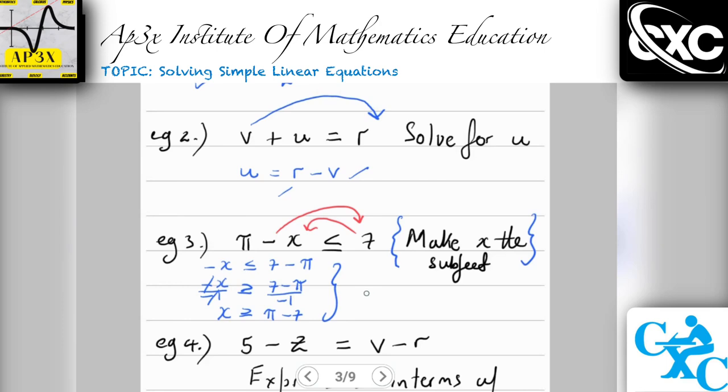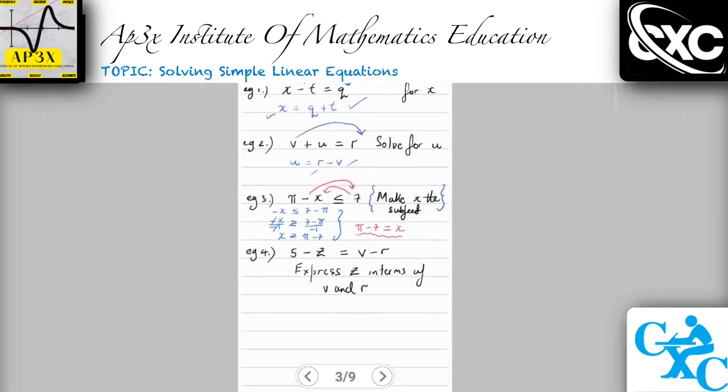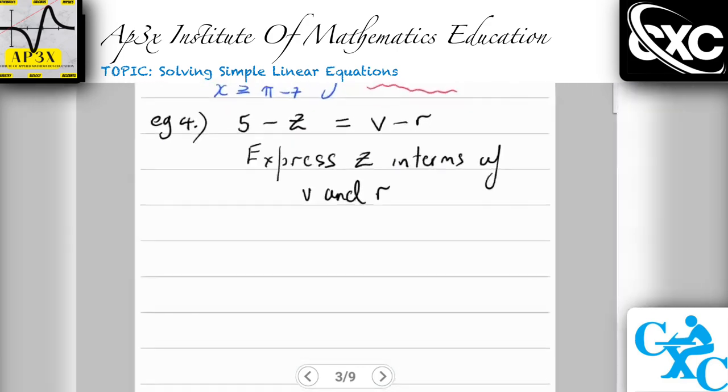So pi, +7 comes over, -7, and that's equal to -x goes over, becomes +x. In one line, I was able to find out that pi take away 7 is in fact equal to x. So we get to our answer more efficiently once we can identify whether our subject is positive or negative here.